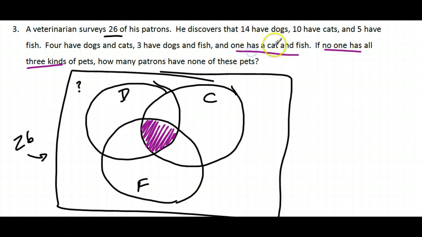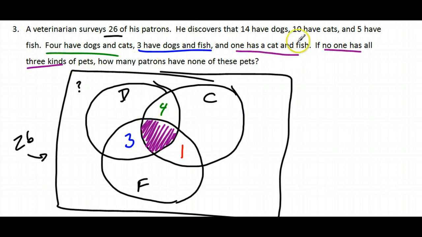Okay, if 1 has a cat and a fish, all right, so we're going to throw 1 in the cat and fish. It needs to be the part that's in a cat and also in a fish, so it's this section that overlaps between the 2. So that'll be a 1. It's in the fish circle and the cat circle. 3 have dogs and fish, so in that spot that overlaps dogs and fish, we're going to have 3. 4 have dogs and cats. So in the section that overlaps between dogs and cats, we actually have 4 people.